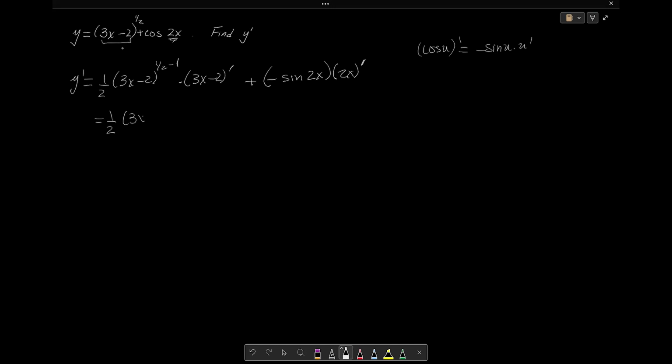So 1/2 3x minus 2. 1/2 minus 1 is -1/2. Now times derivative of 3x minus 2. That's a straight line. The derivative is 3. Here we have derivative of 2x is just 2. Bring it to the front, combine it with this minus. Simplify one more time. 3/2. You can bring this down.